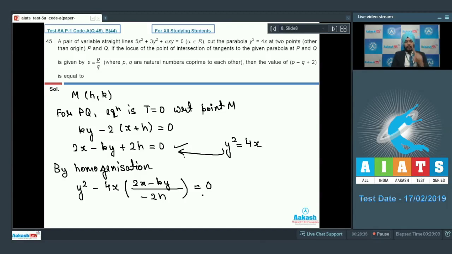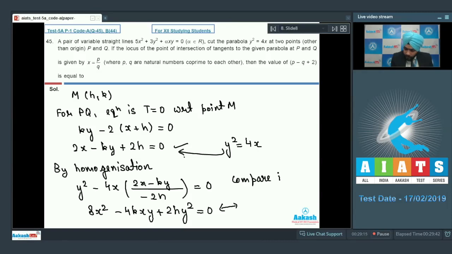This will give you the equation of the pair of variable straight lines joining the origin to P as well as to Q, which is the point of intersection of the chord of contact and the parabola. Okay, so we have 8x² minus 4kxy plus 2hy² as the equation of the variable straight lines. So we have to compare it with the given pair of straight lines, that is 5x² plus 3y² plus αxy equals 0.